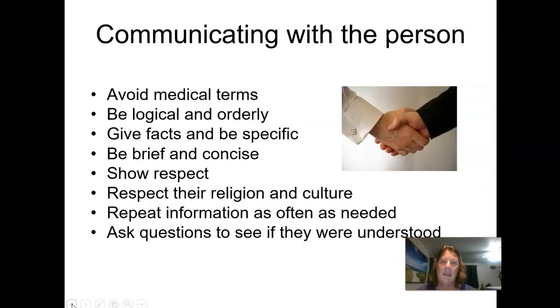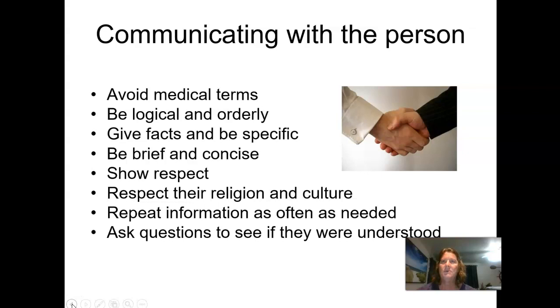So when we're communicating with a person, we want to avoid medical terms. Now, I say that, and at the same time, when we get into a couple more chapters, we're going to talk about some medical terms, and we're going to be learning common abbreviations, and common medical words that you will use in your nursing career. And at the same time, when you're communicating with your resident or your patient, avoid medical terms. Not really sure sometimes why we need to learn them, but it is part of medicine. So we are going to be learning some medical terms.